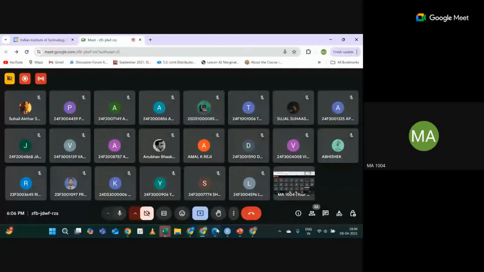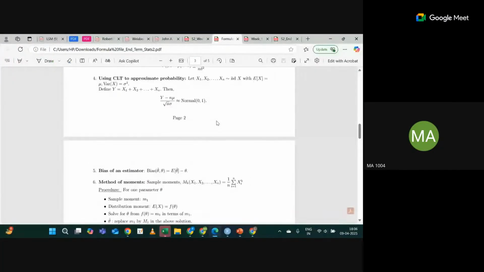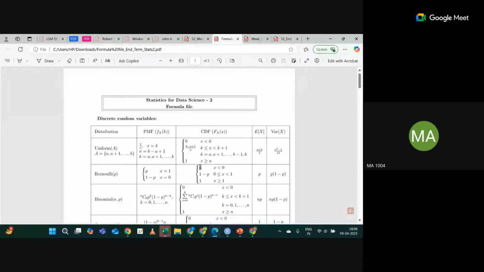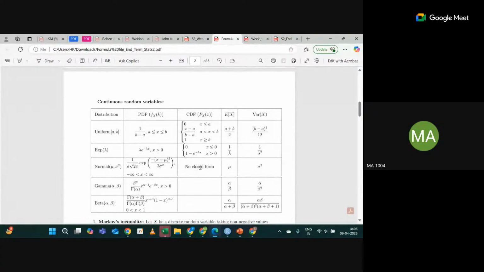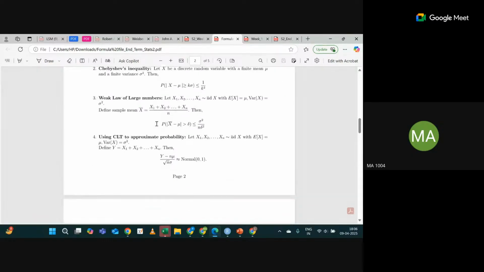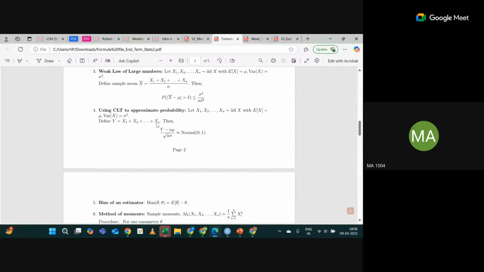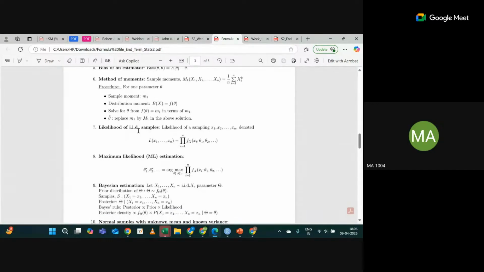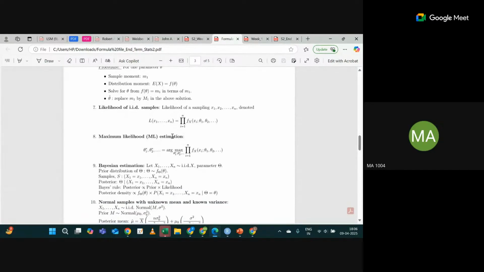So first of all, I wanted to show you the formula set so that you can get an idea what things you have to memorize or not. This basic formula, there is no need to memorize it; if these things are in your mind, that's better, otherwise don't worry. For all the basic distributions, discrete and continuous, along with the inequalities, the weak law of large numbers, and CLT, we have also provided how to calculate the bias and method of moments. What is the likelihood, ML estimation.